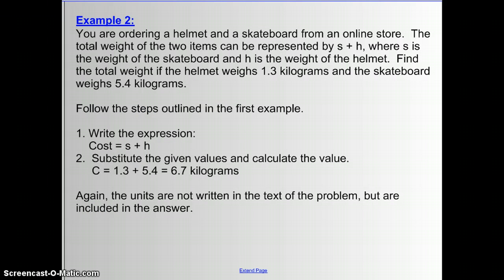In example 2, we're going to look at a word problem about skateboarding. You're ordering a helmet and a skateboard from an online store. The total weight of the two items can be represented by S plus H, where S is the weight of the skateboard and H is the weight of the helmet. Find the total weight if the helmet weighs 1.3 kilograms and the skateboard weighs 5.4 kilograms. You're going to follow the steps that we outlined in the first example. First, set up your expression. We want to find the cost, right, from the online store, and the cost is the skateboard plus the helmet.